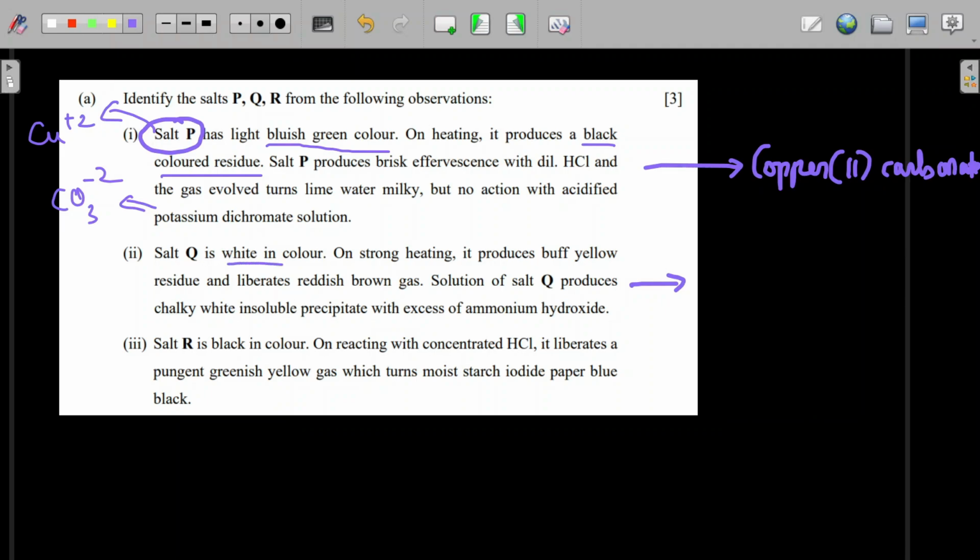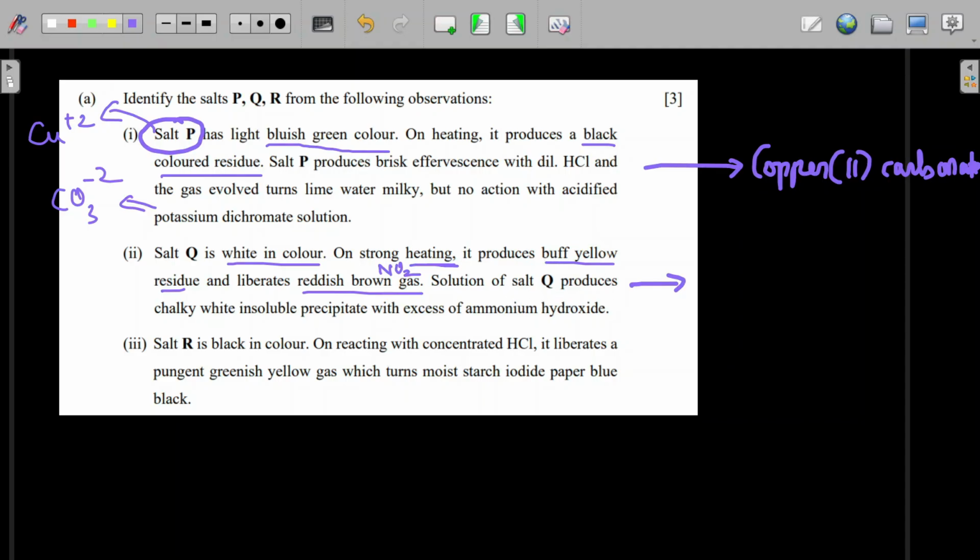See, it is white in color. Whenever it is white, remember it is not copper. On heating, it produces a buff yellow residue and liberates reddish brown gas. Do you know what the reddish brown gas is? It is NO2, nitrogen dioxide. And that buff yellow, that's zinc.